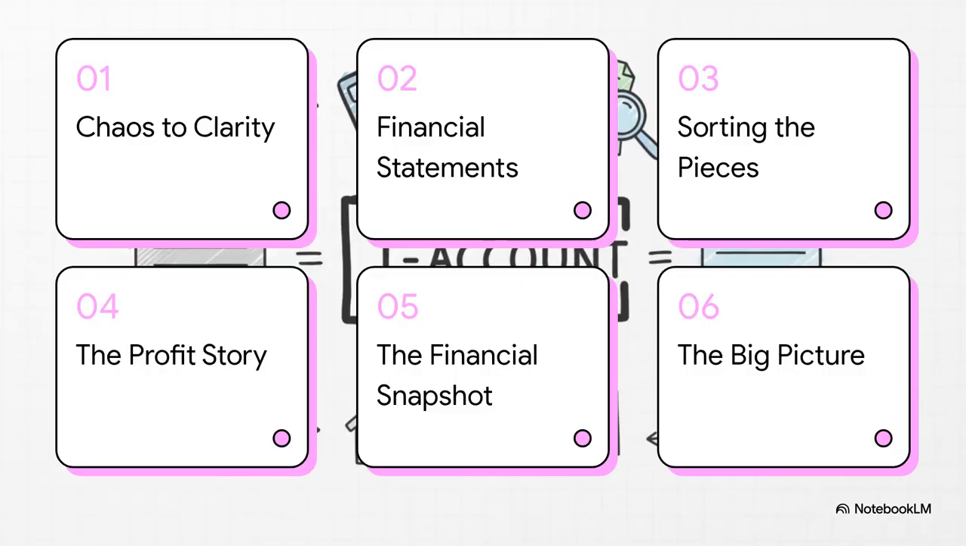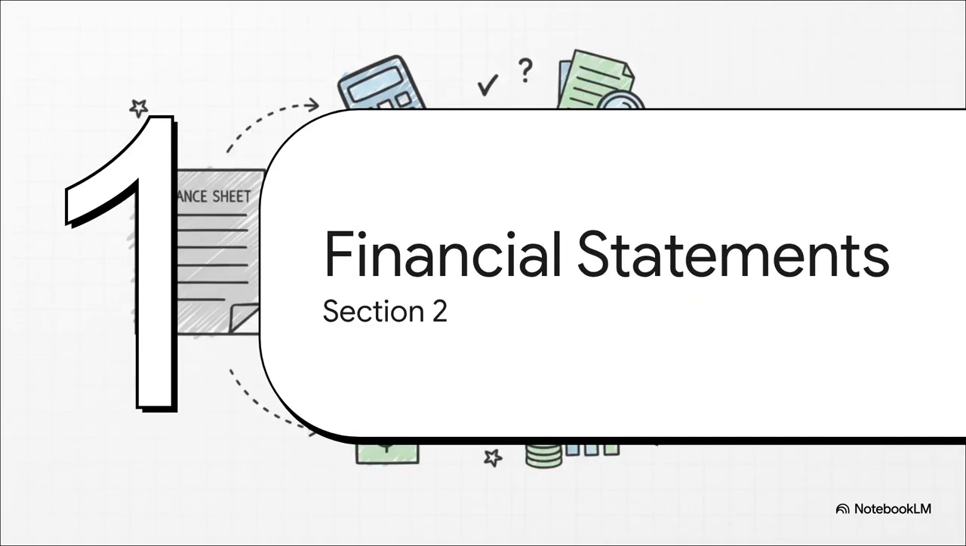We're going to go from chaos to clarity. We'll start by meeting the financial statements we're going to build. Then we'll talk about how to sort our puzzle pieces. After that, we get to the fun part: constructing the profit story, building the financial snapshot, and finally, stepping back to see the big picture. So let's dive into Section 2, Meet the Financial Statements.